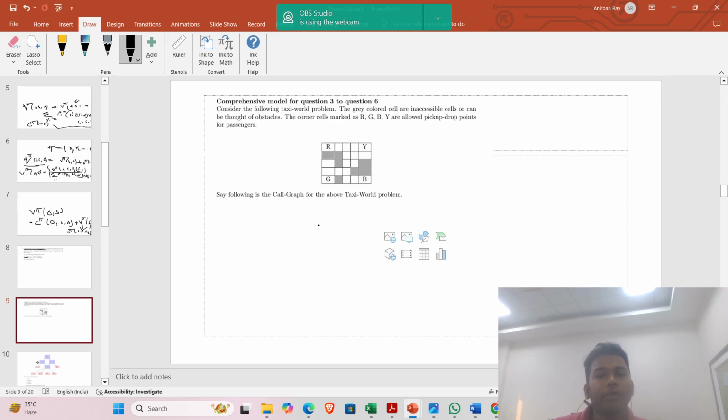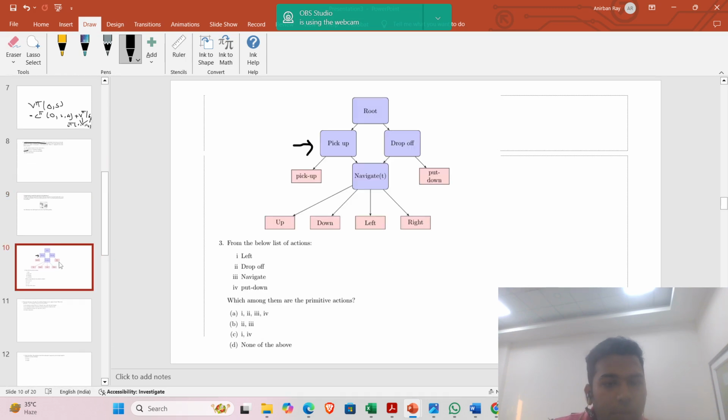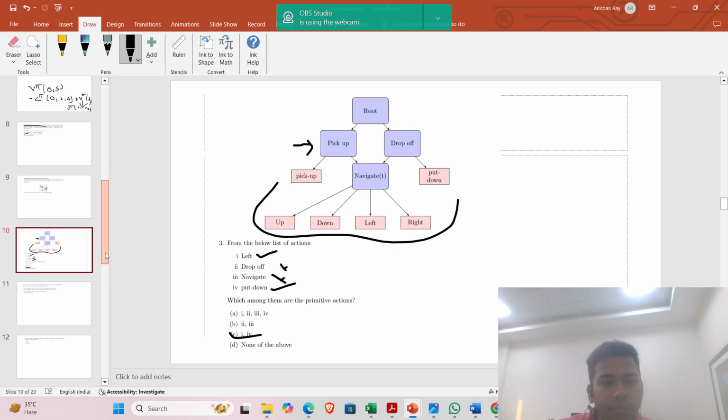Next is what we have already done here, and I've explained it to you. So this is the problem we have. Which of the following are the primitive actions? Primitive actions are these ones. So what we have in options is left. Left is primitive, drop off is not primitive, navigate is not primitive, put down is primitive. So these are two options, 1 and 4, C is the answer. Easy.